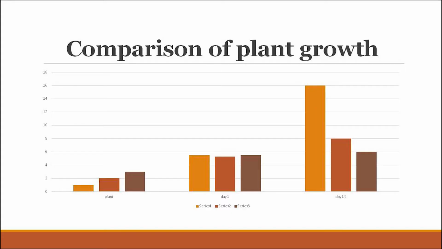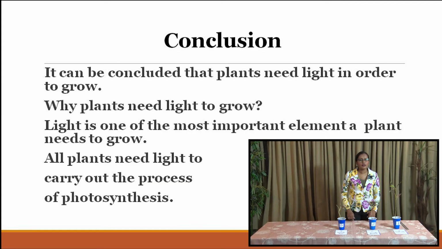Now, there's a graph there to show you how much the plants have grown. You see day 1, you have the orange, which represents the first plant. The dark orange represents the second plant, and the brown represents the third plant. When you compare it to day 14 now, you could see the big difference in growth of these plants. Therefore, it can be concluded that plants need light in order to grow.